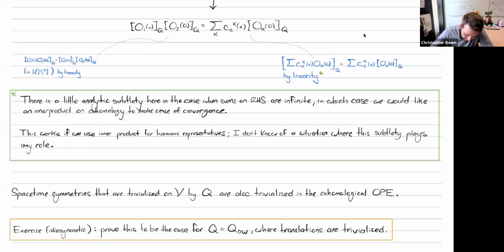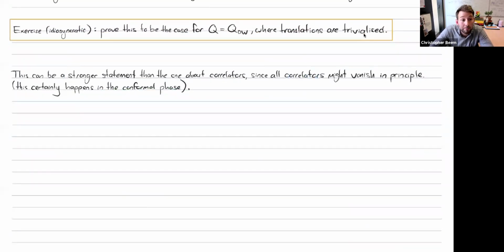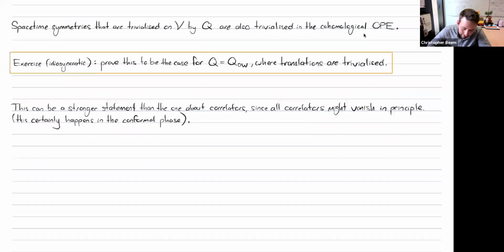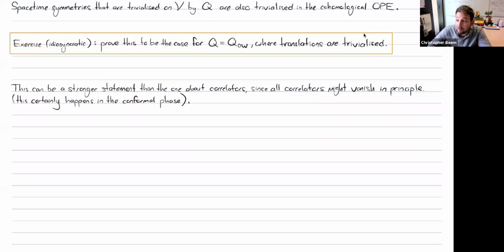And I encourage you, if you like pedantry, to prove this in an actual rigorous way, in terms of there being a Hilbert space and paying attention to this issue of convergence. But I think it's not a crux of anything.